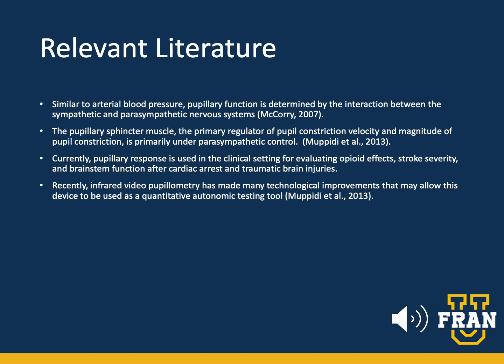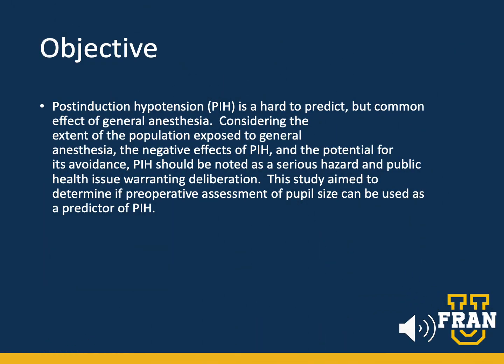Currently, pupillary response is used in the clinical setting for evaluating the effects of opioids, stroke severity, and brainstem function after cardiac arrest and traumatic brain injuries. Recently, infrared video pupillometry has made many technological improvements that may allow this device to be used as a quantitative autonomic testing tool. It is now being used to assess autonomic dysfunction in patients with diabetes. Knowing which patients are going to develop post-induction hypotension could help mitigate post-induction hypotension before it happens.